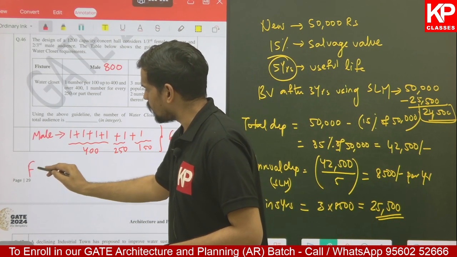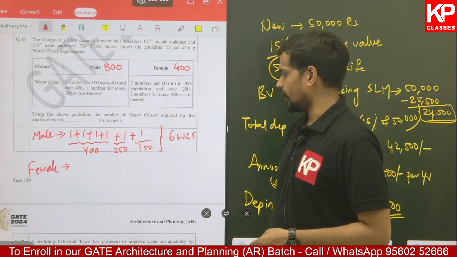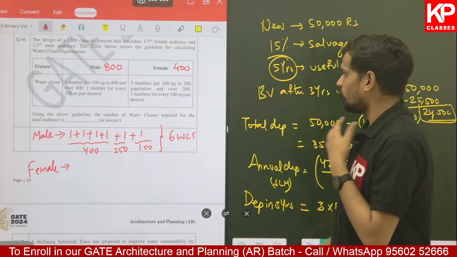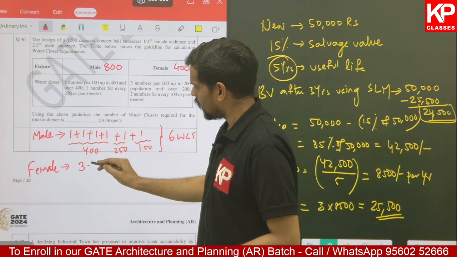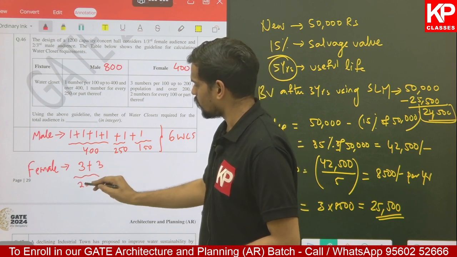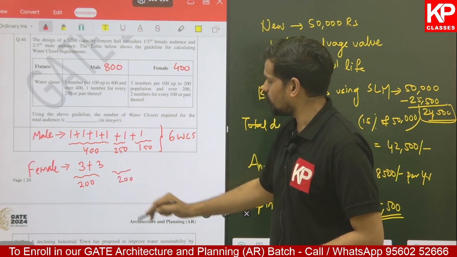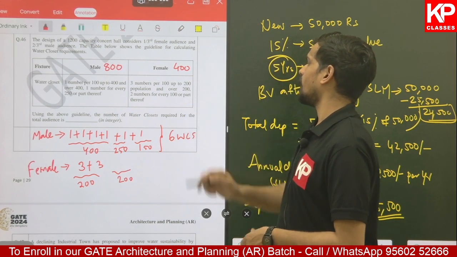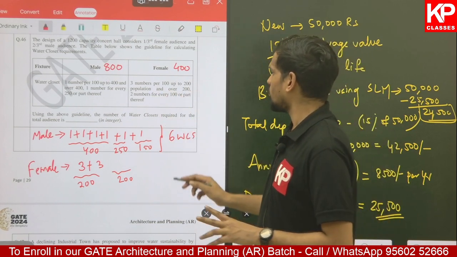Now, coming to the female population. Female population is 400. 3 for every 100, they are saying. So, 3 up to 200. So, 3 plus 3. That has served a population of 200. We still have 200 more population left out. 2 for every 100 and part thereof, they are saying. Over 200, you should provide 2 WCs for every 100.